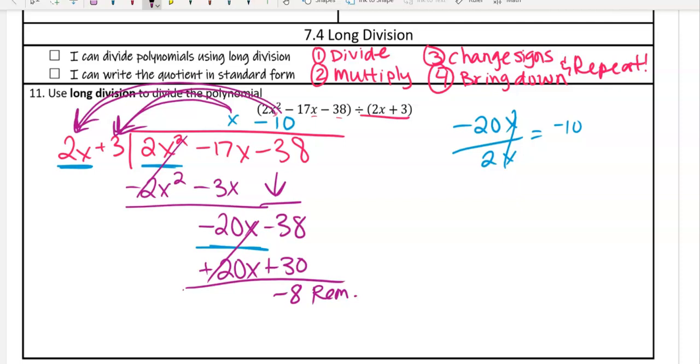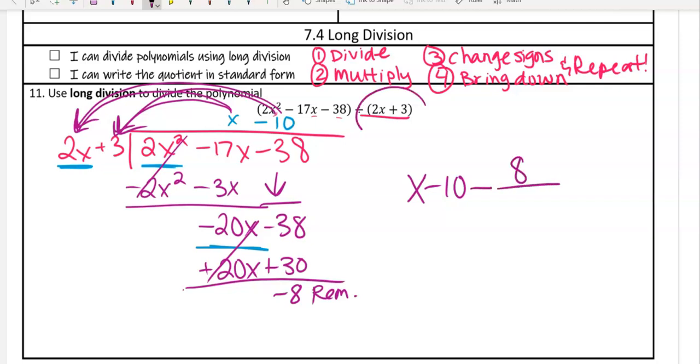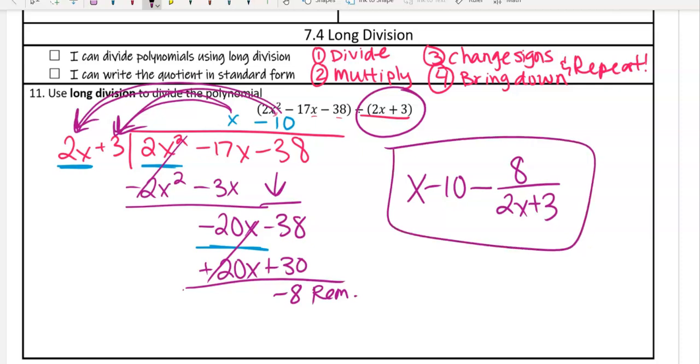So our final answer will be written with what you have at the top. So we have x minus 10, and then our remainder, it's negative, so I'm going to say minus 8 divided by our 2x plus 3. And there's the answer.